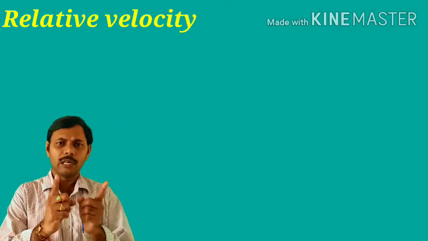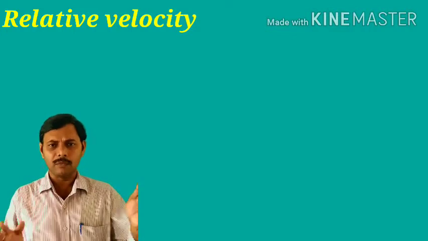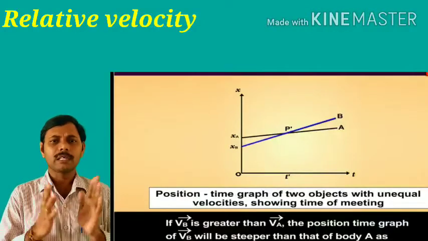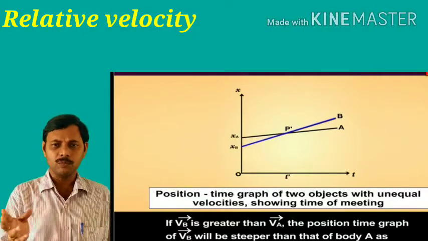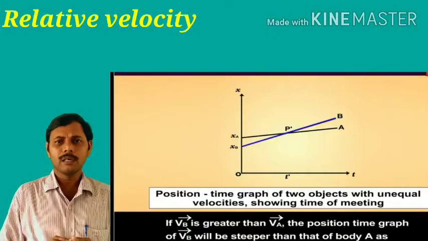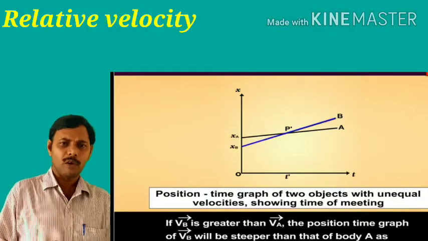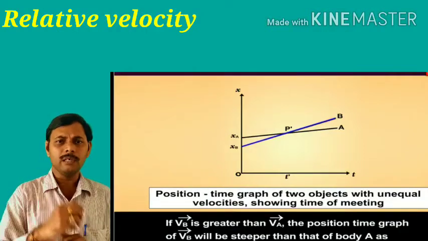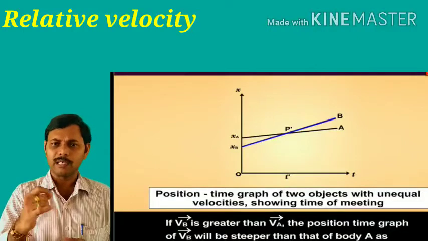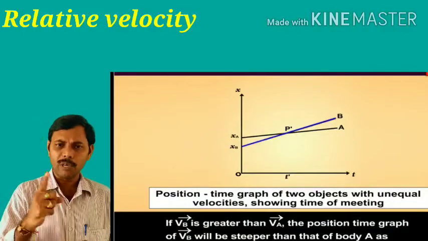To understand the relative velocity concept, let us consider a position time graph, also known as the displacement time graph. As shown on the screen, let us consider the position time graph. Let us assume two bodies, A and B, are moving in the same direction with velocities VA bar and VB bar. Initially, at t equal to 0 seconds, the position of A is XA and the position of B is XB.